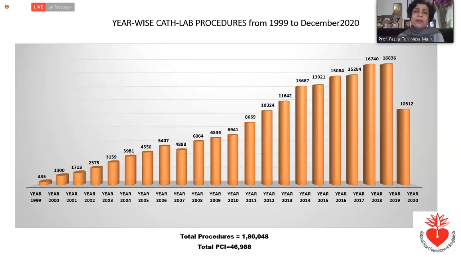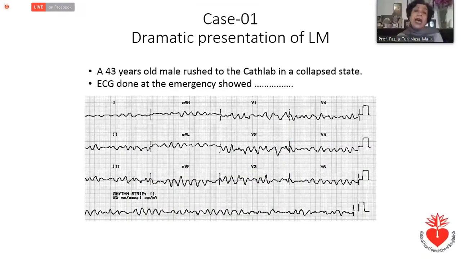PCIs altogether. Over the years, we have often had to tackle patients who had very complex coronary anatomy and also patients who were very hemodynamically unstable. You will agree with me that one of the most complex subsets of patients we have to deal with is patients who have significant left main disease and come to us with ST segment elevation myocardial infarction. And indeed, these patients can have a very dramatic presentation in the cath lab.